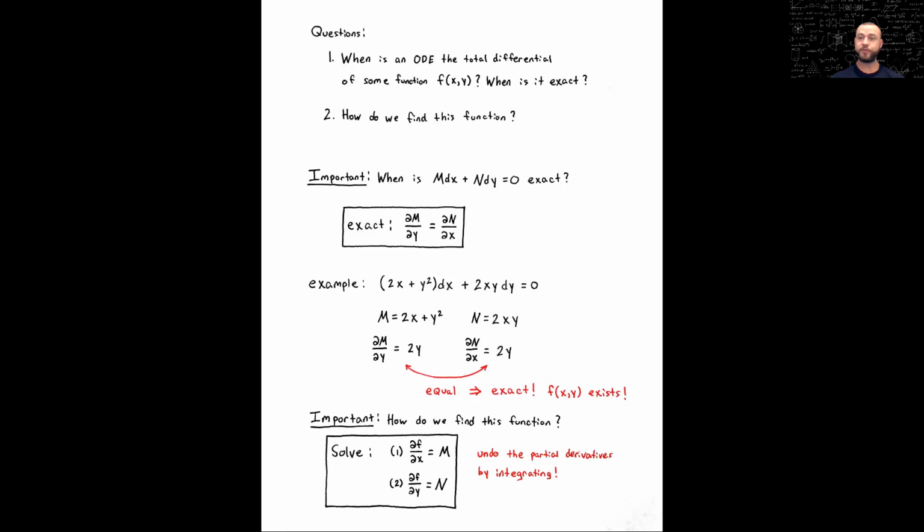All right, so make sure you have in your notes both these, the criteria for exactness, and then how we solve the ODE by solving these two simultaneous equations. Our goal is to solve those for f of x comma y. When you're ready, finally, I know there's a lot of background material that goes into this. Let's get to our first example.